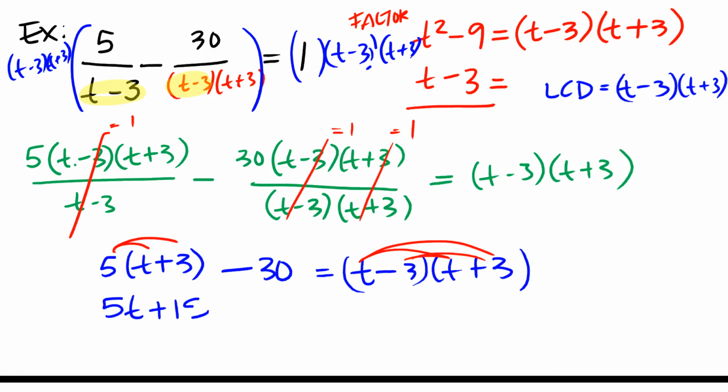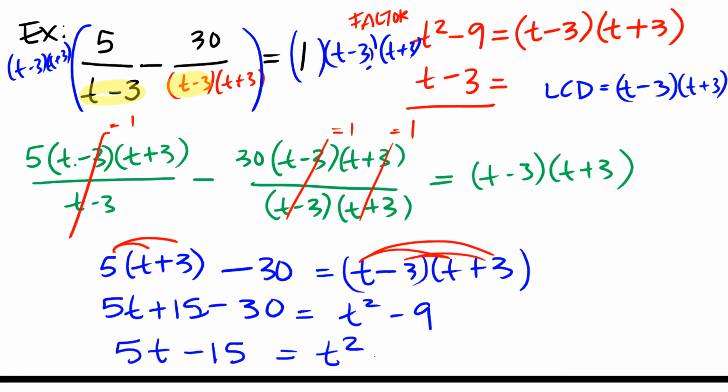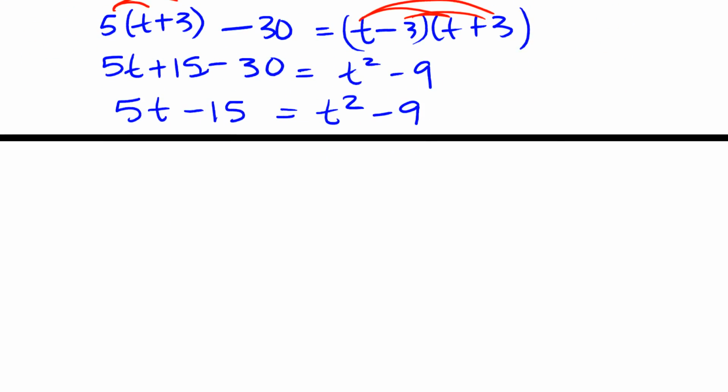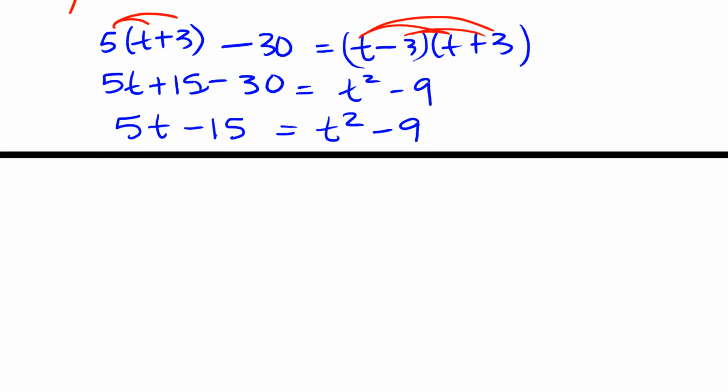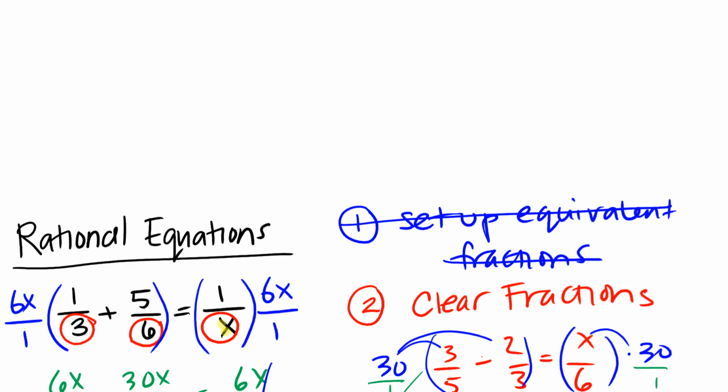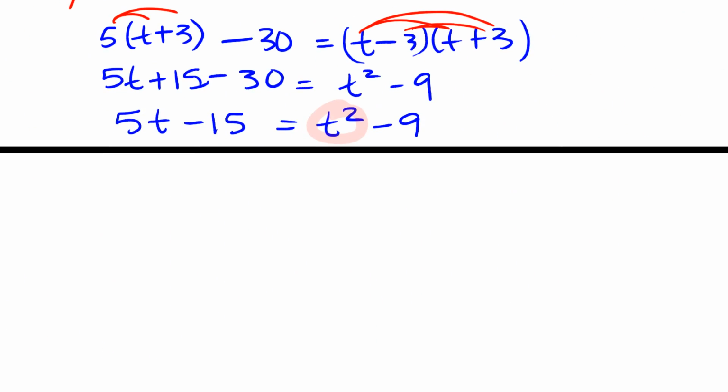5t + 15 - 30 = t² - 9. Oh, yeah, that was just that other denominator. So 5t - 15 = t² - 9. And then let's think about what type of problem we're now dealing with. Now we can see we have a t², and if we have a t², that means we're dealing with a quadratic. And like I said, anytime we get a quadratic in Math 96 that we didn't start with a quadratic, chances are it will solve by factoring.